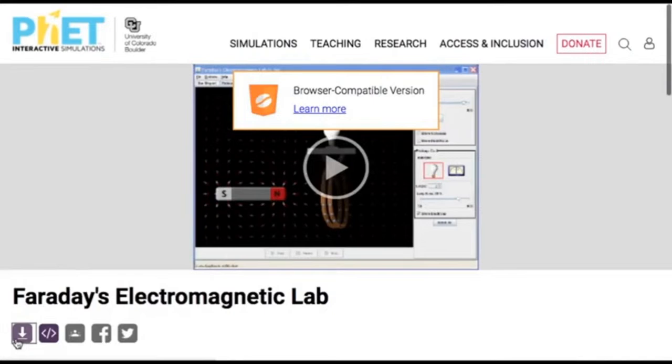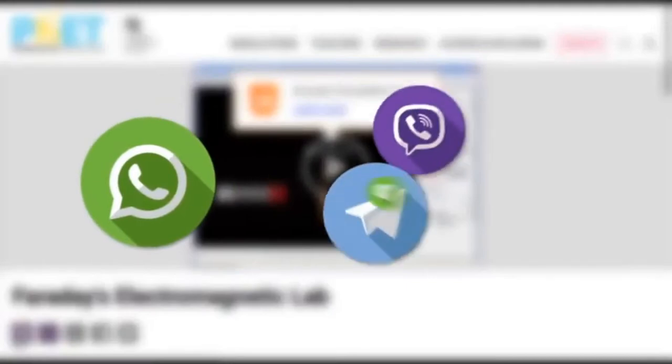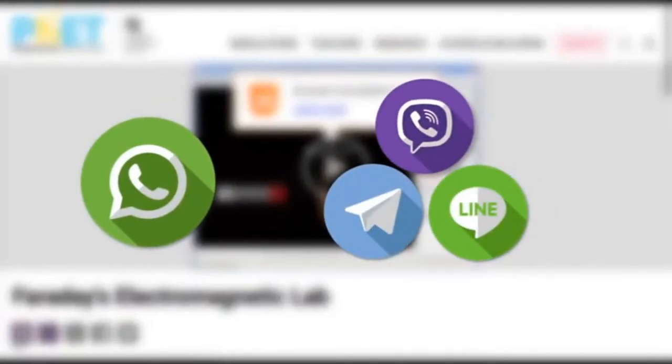You can use it without the need for an internet connection and share it with whoever you like, even through the use of WhatsApp or other electronic messaging apps. Just click the download button.